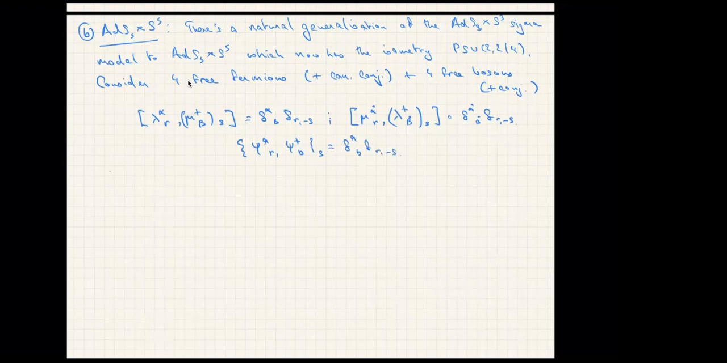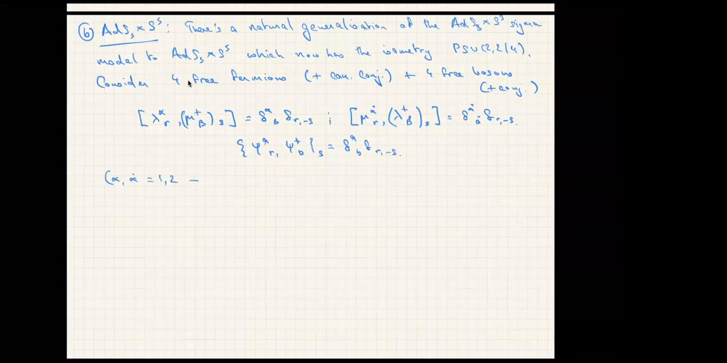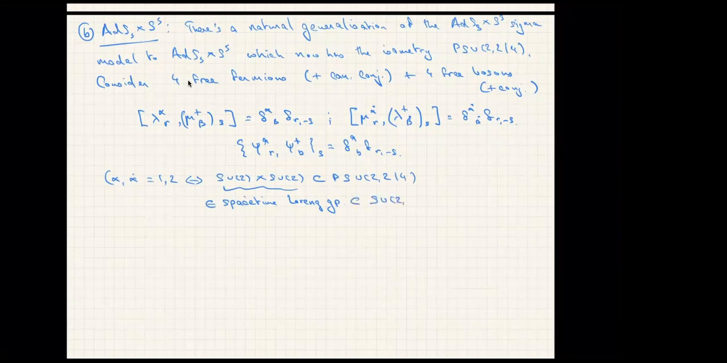So here, let me explain the indices. The alpha and alpha dot take values 1 to 2, and they correspond to SU2 times SU2, the usual SU2s in the Lorentz group, which belong to the space-time group. But here we think of them directly as sitting inside the PSU 2,2/4. The space-time Lorentz group itself sits inside the SU 2,2, which is the same as the four-dimensional conformal group SO 4,2.